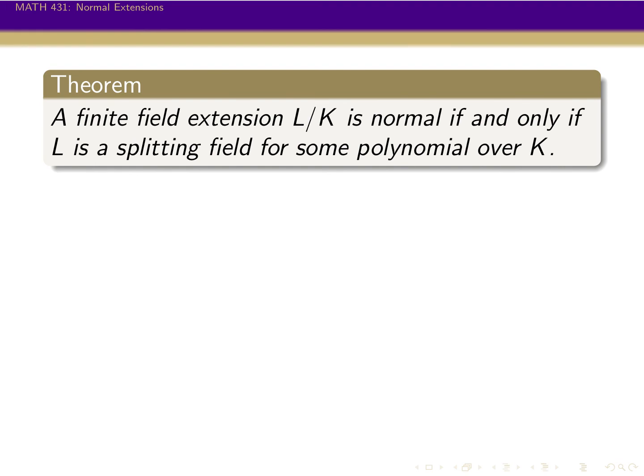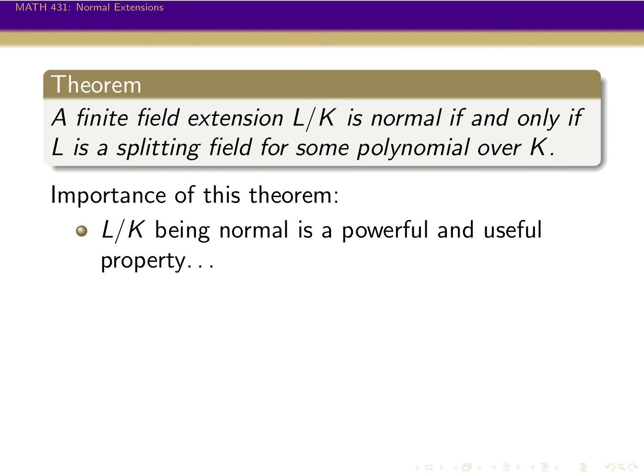So just to reiterate what this theorem says: a finite field extension L over K is normal if and only if it is a splitting field for some polynomial over K. So being normal is equivalent to being a splitting field. So what's the importance of this?